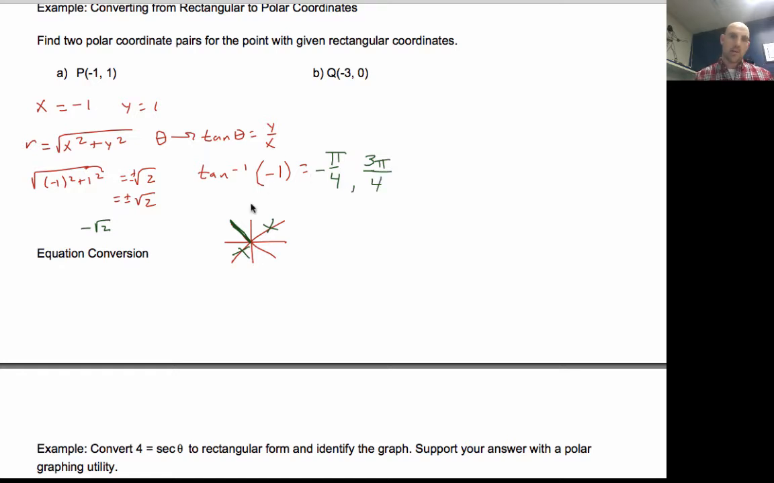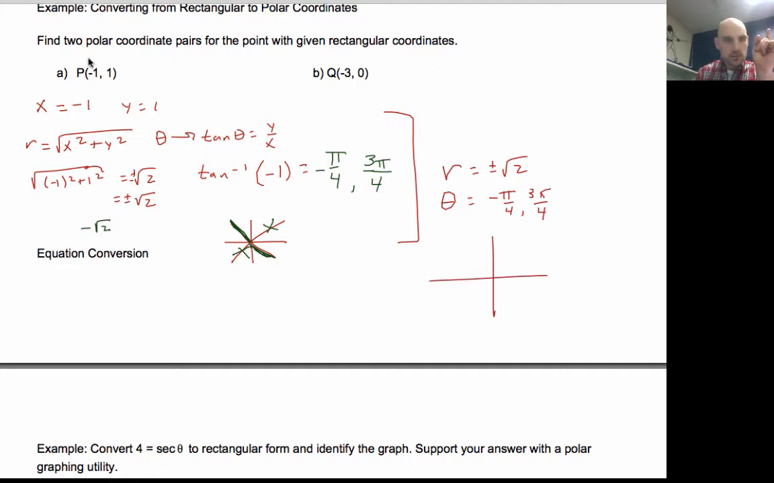So think about it like this. The only place where tangent is 1 is at my 45s, right, of each quadrant. It can't be either one of these because tangent would be positive 1. So it's one of these two angles. But you got to think about this for a second. Okay, so I now have a bunch of options, right? So I've got my radius is equal to plus or minus root 2, and my theta is equal to negative pi over 4 or 3 pi over 4. So it seems like there's a bunch of combinations, but I want you to think for a second.